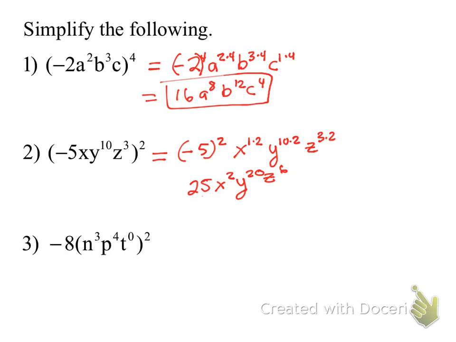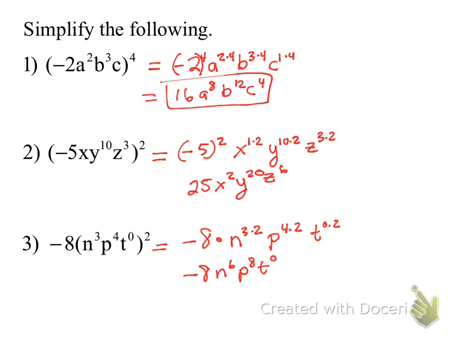Okay, Brianne? I think that was like a volunteer. Okay. So I got... No, tell me what to do. So negative 8 times n to the 3rd times 2nd power. Good. And then p to the 4 times the 2nd power. And t to the 0 times the 2nd power. Okay, and what does it simplify to? And I got negative 8 n to the 6, p to the 8. And t to the 0.